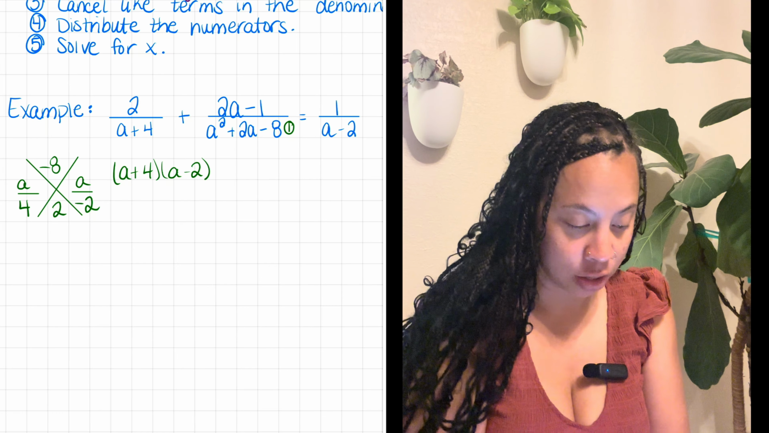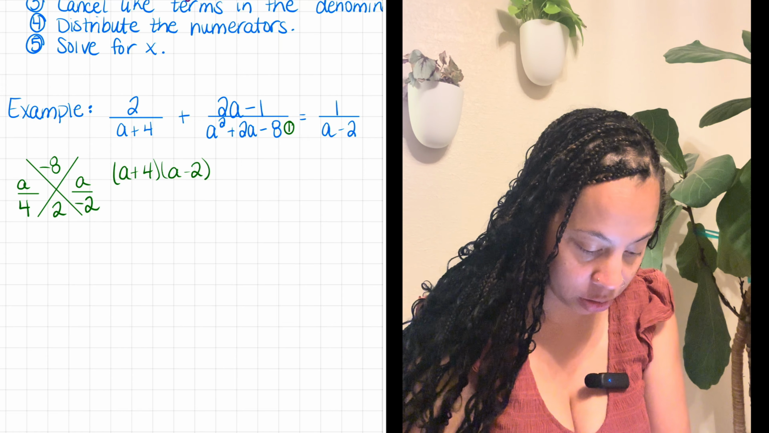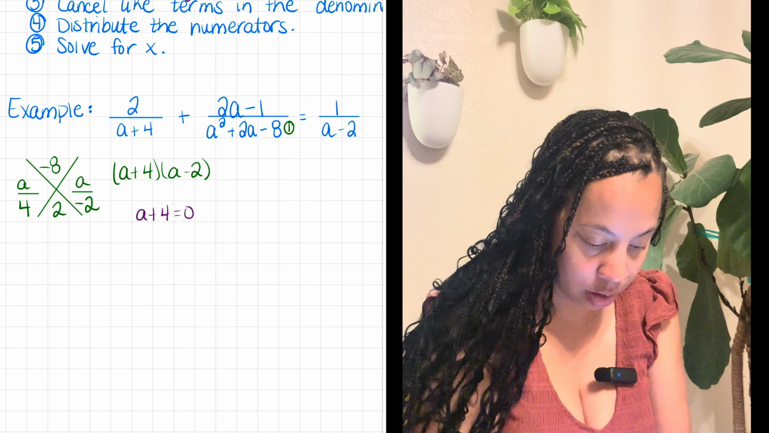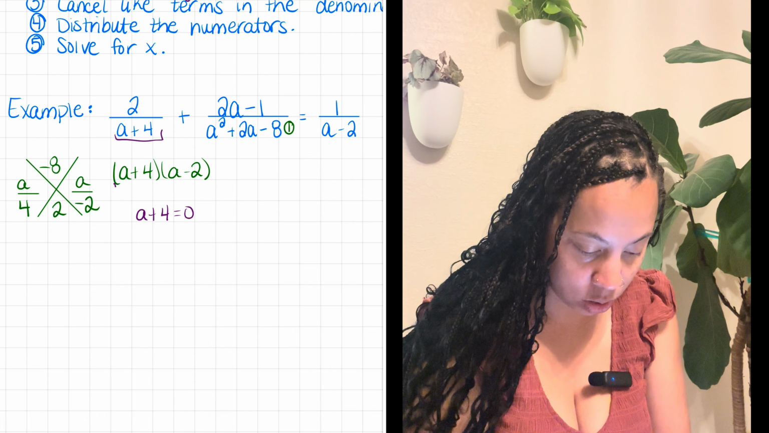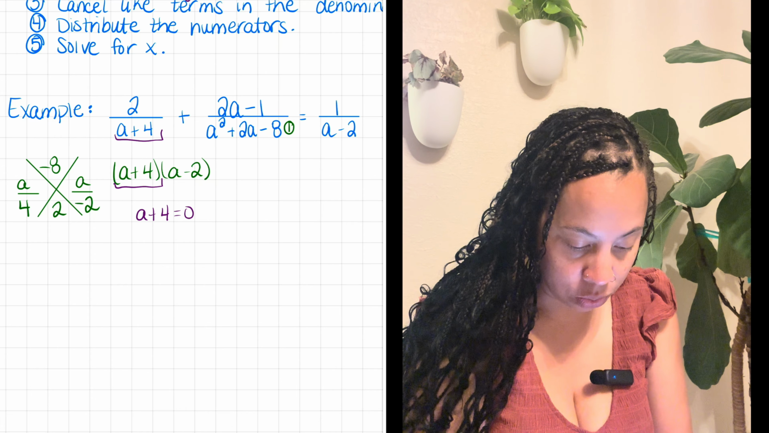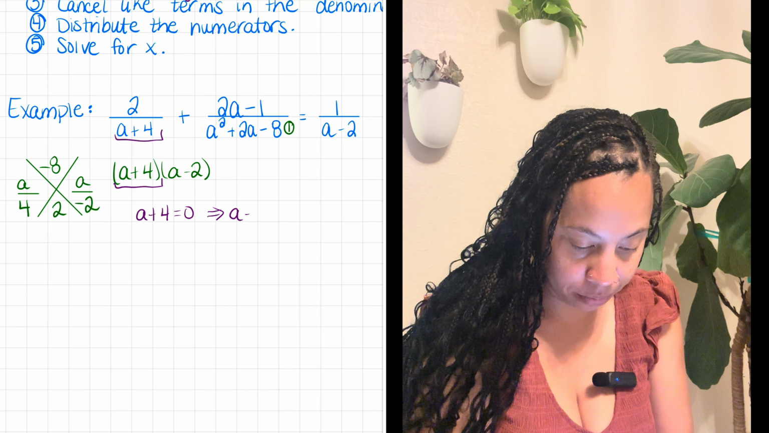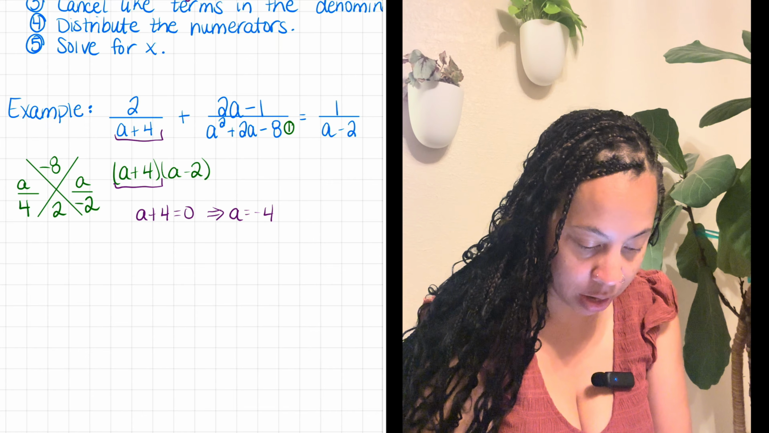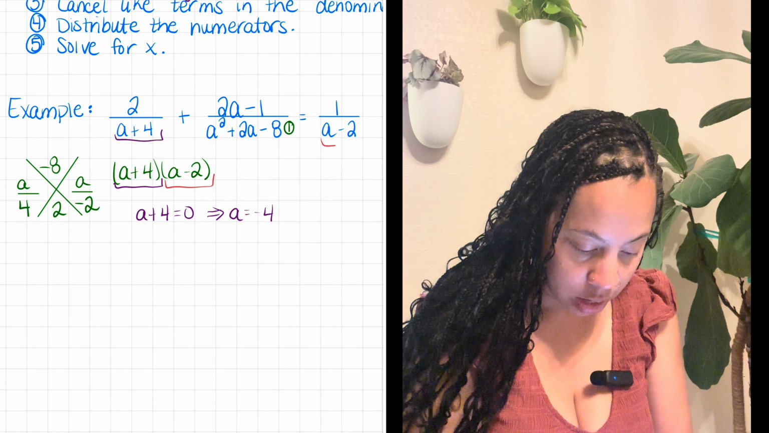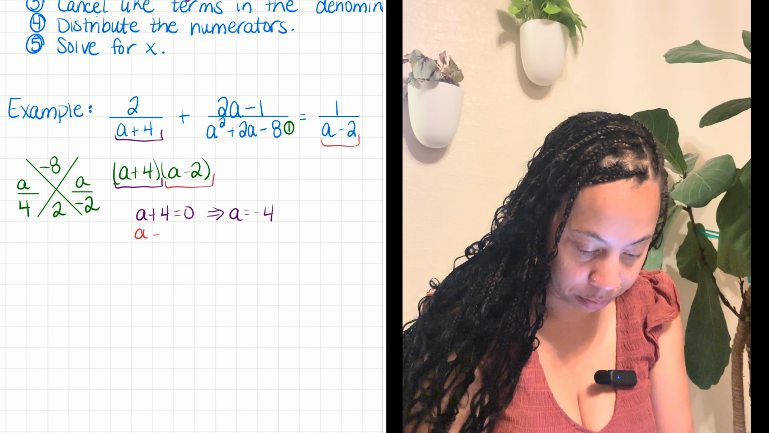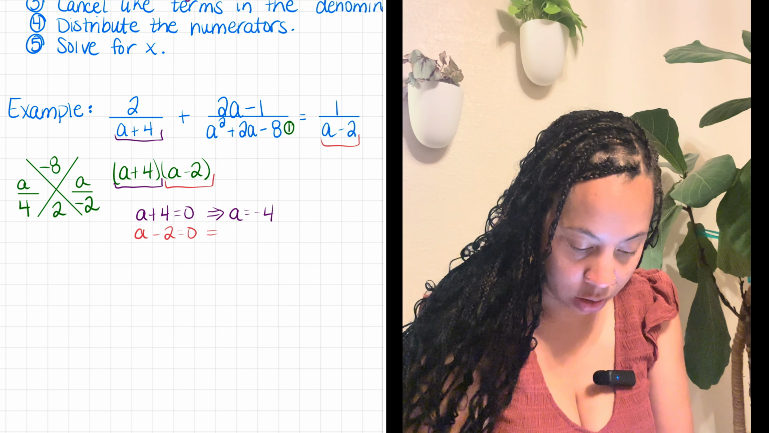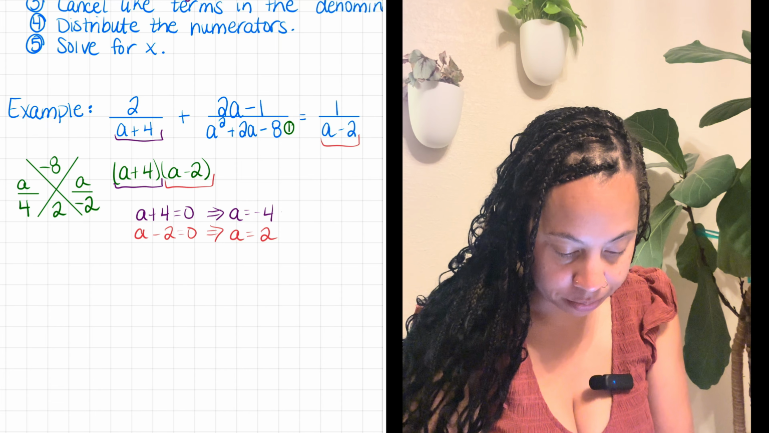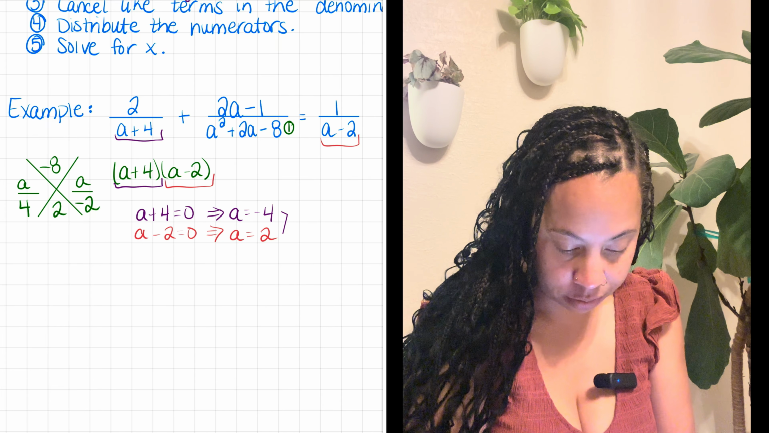Now we're going to set all these factors equal to 0. So we have a plus 4 equals 0. We have another a plus 4, so we're only going to do it once. That gives you a equals negative 4. And then we're going to do this a minus 2 equal to 0. I see it twice, so I'm only going to do it once, and that tells me that a equals 2. Okay, so this is where we are undefined.